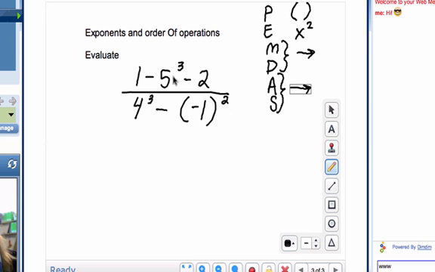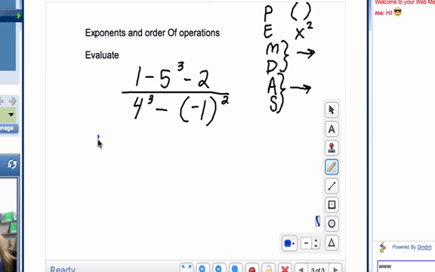Okay, so when you have a problem like this, what you're going to do is evaluate the top part like it's in parentheses and the bottom part as if it was in parentheses. So when you're looking at just this top part, you have subtraction and exponents. So you need to do the exponent first, and then you can do the subtraction.